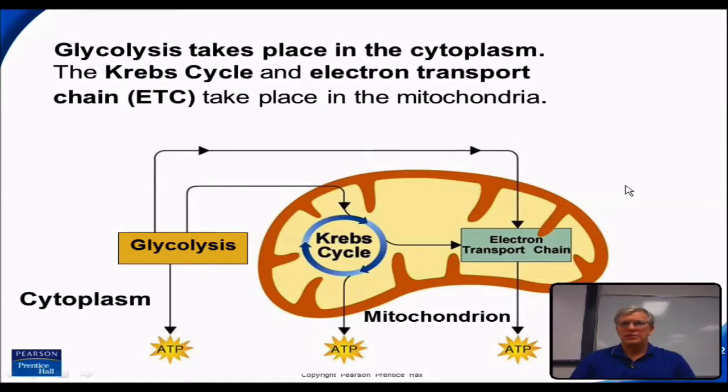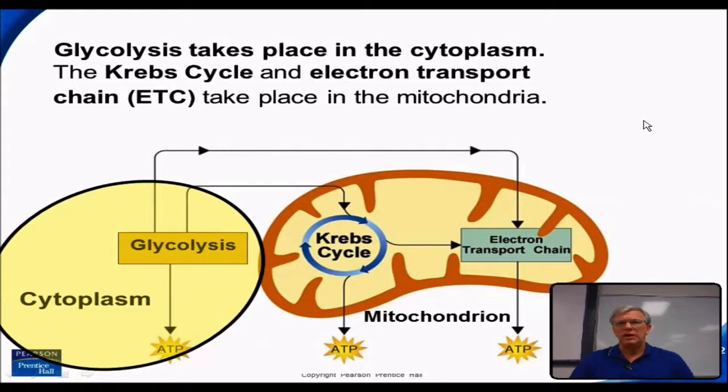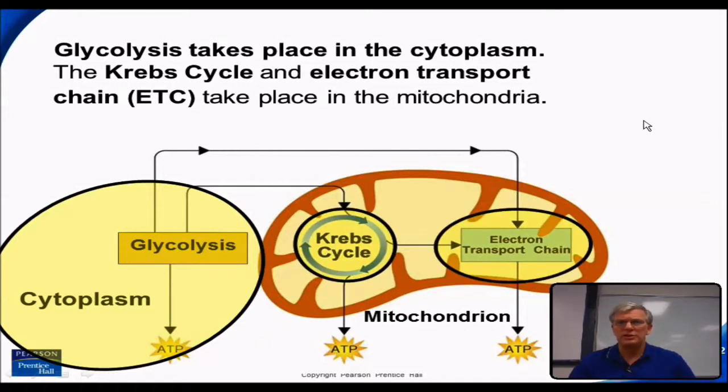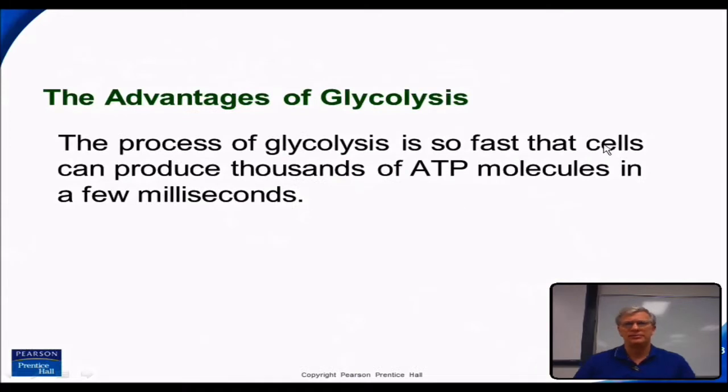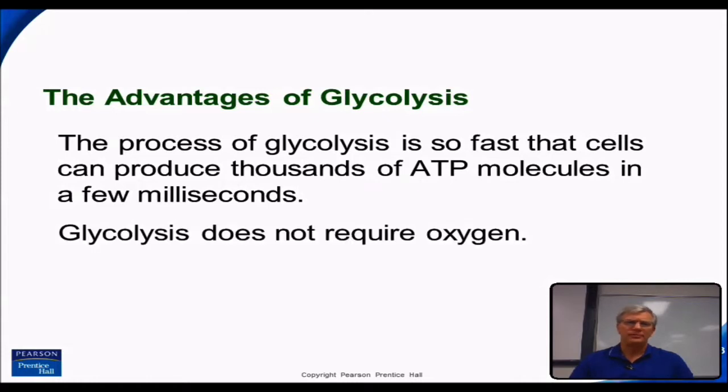Now, glycolysis takes place in the cytoplasm, whereas the other 2 steps of cellular respiration, the Krebs cycle and the electron transport chain, do take place in the mitochondria. But glycolysis takes place outside the mitochondria in the cytoplasm. And glycolysis is very fast. It can produce thousands of ATP molecules in milliseconds. And it does not require oxygen for this to take place.